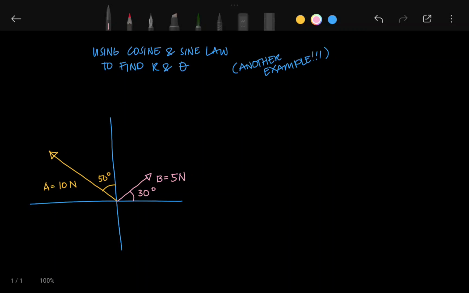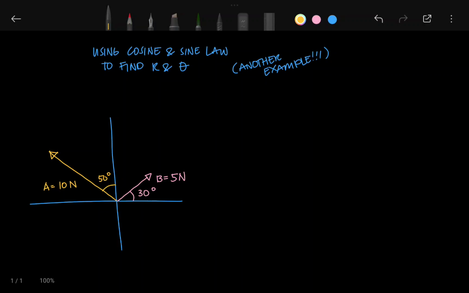Hello, another example. Now, we are still in the process of using cosine and sine law to find r and theta. So, we have a new set of givens here. Vector A is 10 newtons, 50 degrees against the y-axis. And vector B is 5 newtons, 30 degrees against the x-axis.